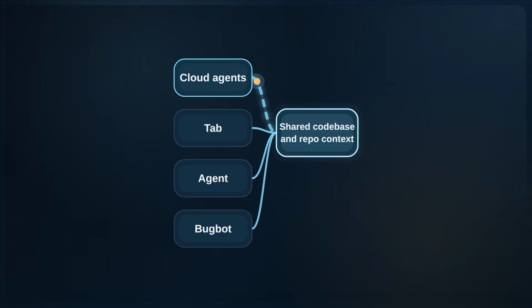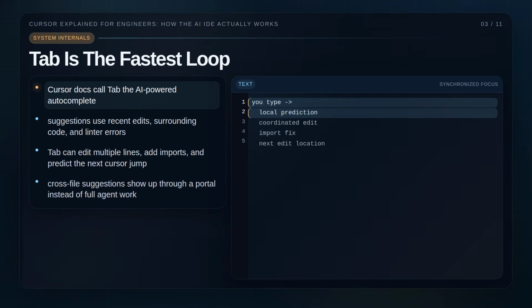Engineers get confused when they assume these are all just different buttons over the same mechanism. They are related, but they exist because the latency budget, context budget, and risk profile are different in each case. Cursor's tab docs are surprisingly revealing because they define the low-level loop very clearly.